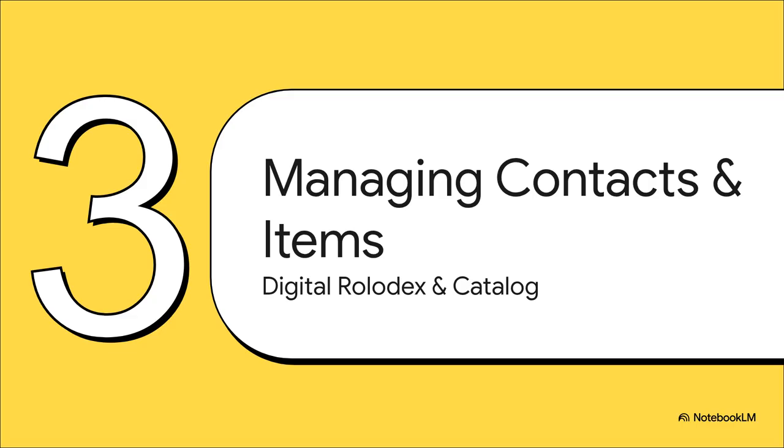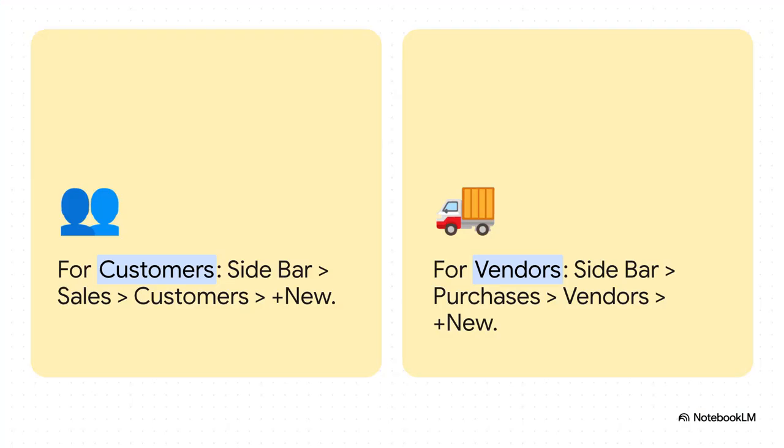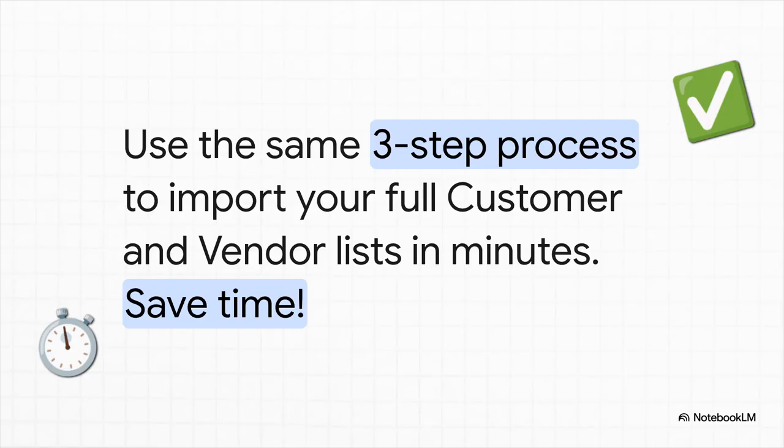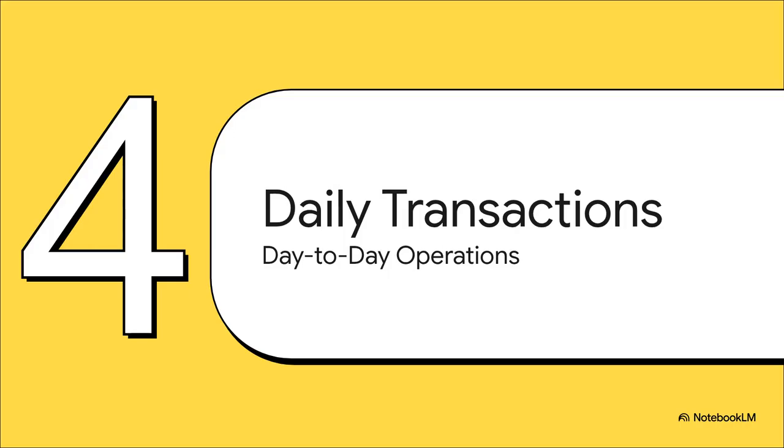So, with our financial accounts all set up, the next logical step is to bring in the lifeblood of your business, your customers, your vendors, and of course the items or services that you actually sell. One of the things I love about Zoho's design is just how consistent it is. Notice the logic here is exactly the same. Customers are under sales and vendors are under purchases. Once you learn how to do one, you pretty much know how to do the other. And hey, remember that awesome 3-step import process? Well, it's not just for your accounts. You can use that exact same process to upload your entire customer and vendor lists, which is a massive time saver.